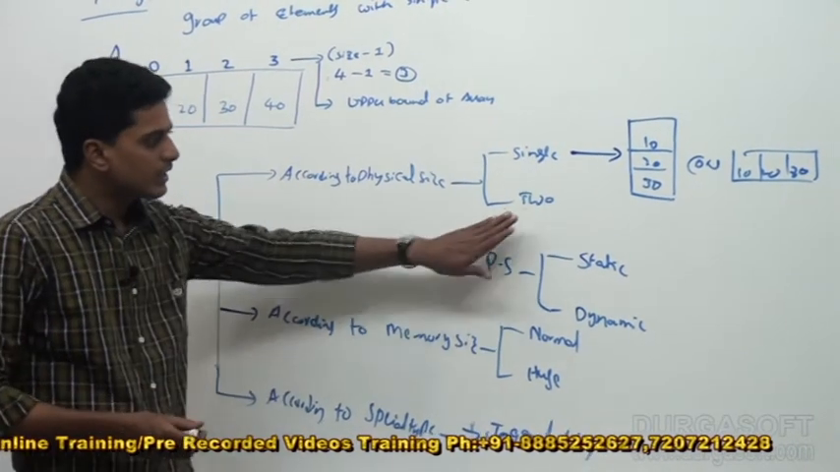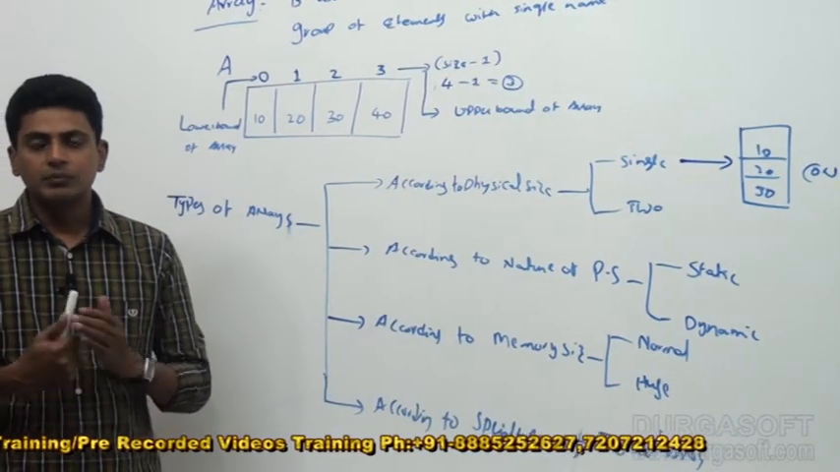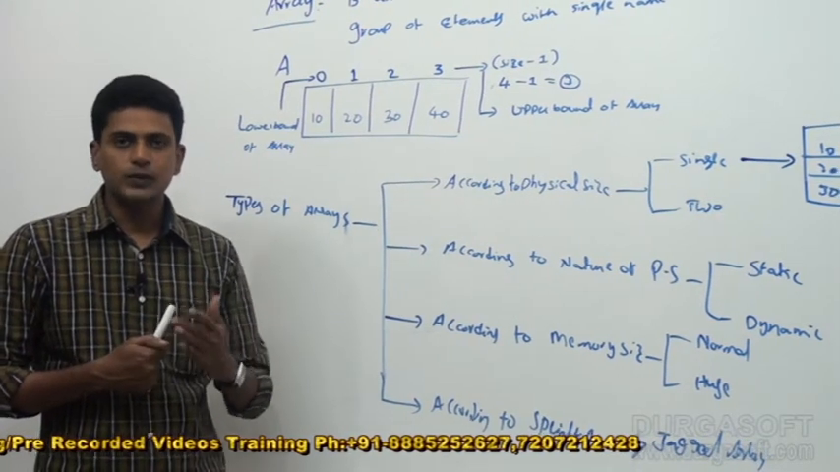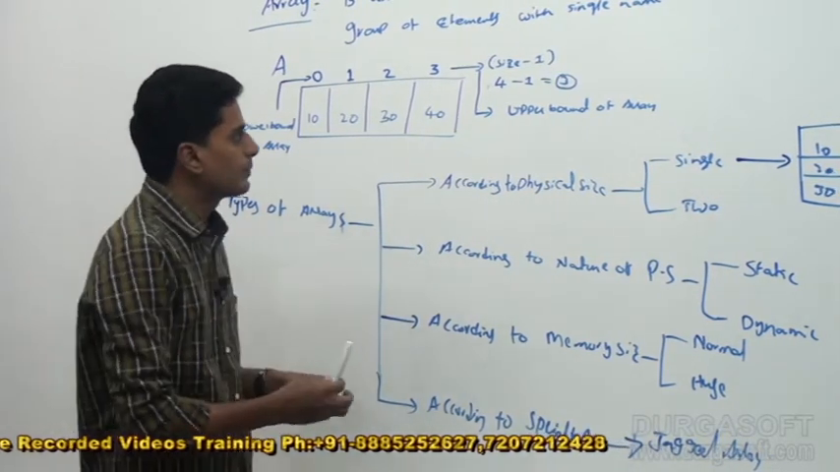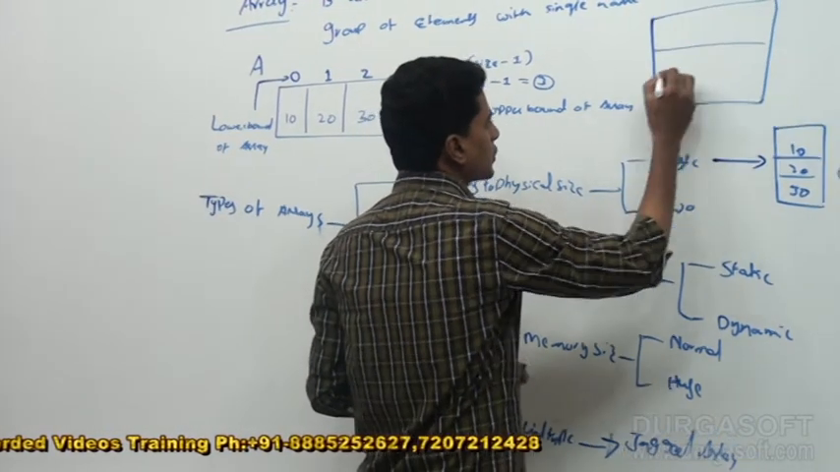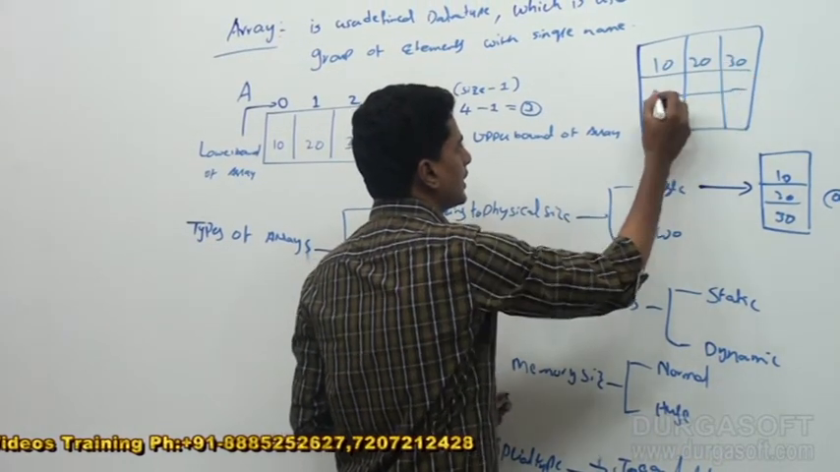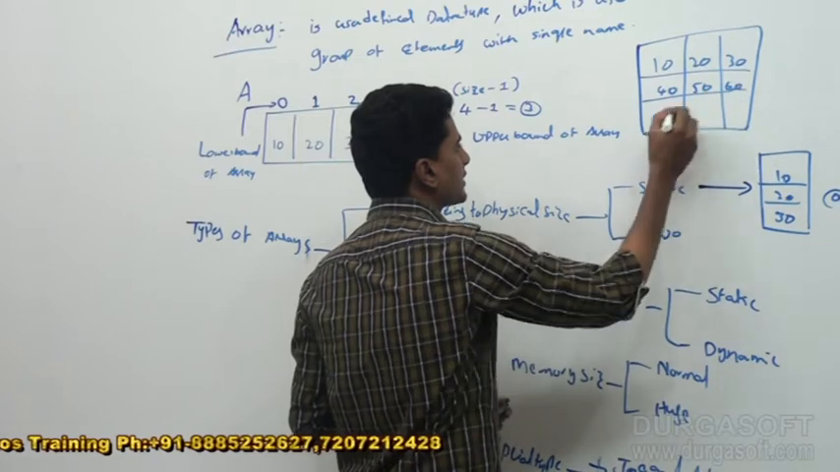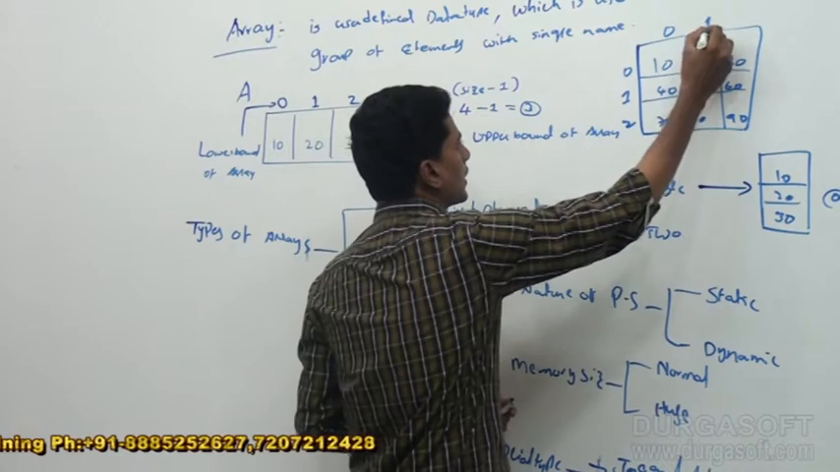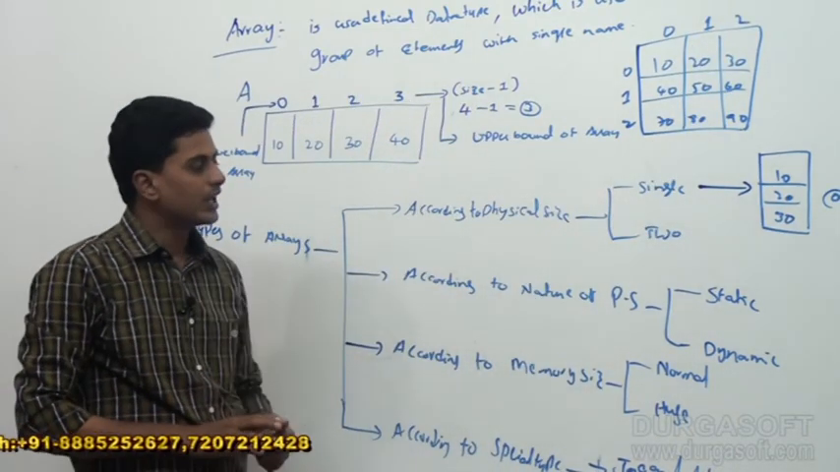Okay. Then what does a two dimensional array mean? An array which contains more than one row or more than one column is known as a two dimensional array. So a two dimensional array is like this here: 10, 20, 30, 40, 50, 60, 70, 80, 90. Here how many rows and how many columns are there? There are 3 rows and 3 columns. Okay, that is called a two dimensional array.